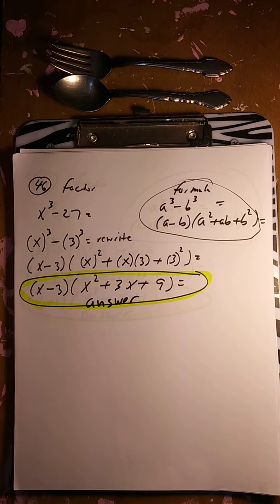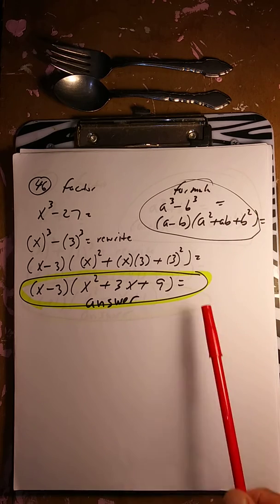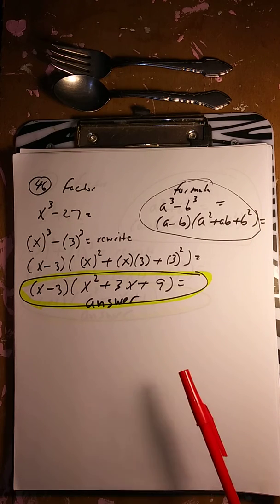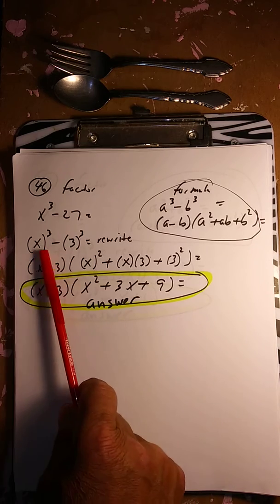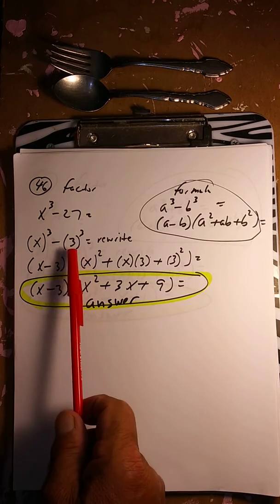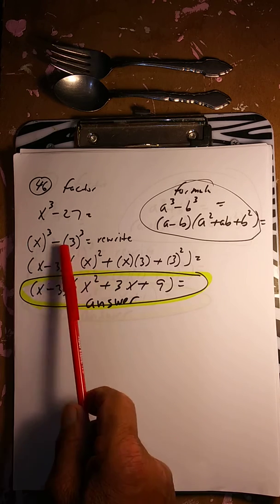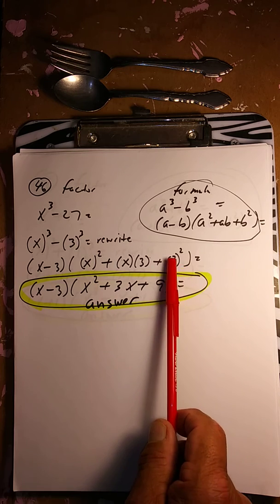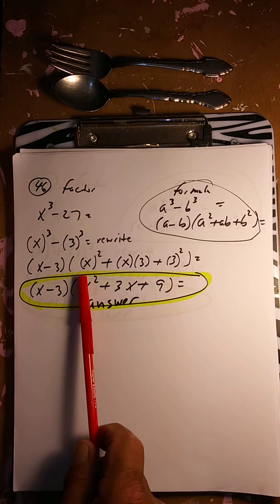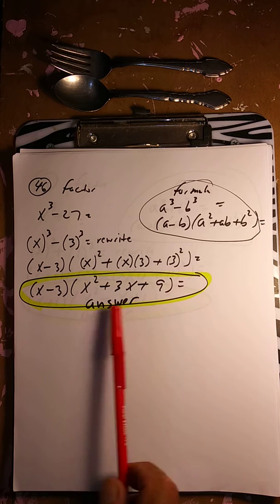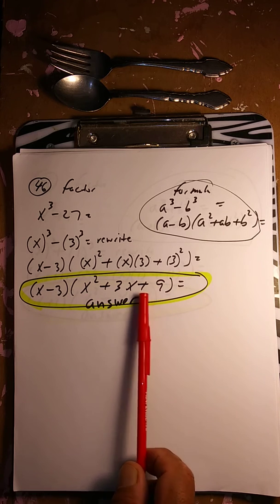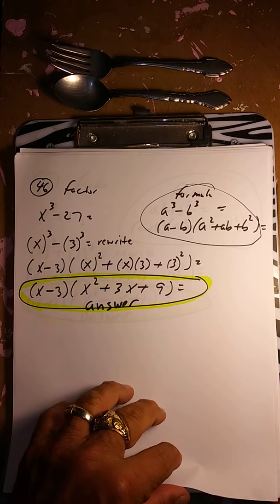Another factor. Cubes this time. x cubed minus 27. Formula: a cubed minus b cubed is (a minus b)(a squared plus a times b plus b squared). So now using this formula, let's do it. We have x cubed minus 3 cubed. Rewrite it: 3 times 3 times 3 is 27. x minus 3, square the first one, multiply these two together, x times 3, and 3 squared right here. So we have (x minus 3)(x squared plus 3x plus 9) as the answer for factoring this.